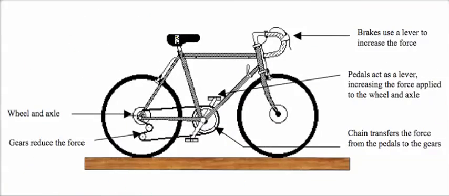Now, when we look at this diagram of a bike here, we have brakes that use a lever to increase force. You have pedals that act as a lever and increase the force applied to the wheel and axle. The chain transfers the force from the pedals to the gears. We have a wheel and axle, and the gears reduce force or increase force depending upon which way you're using them.